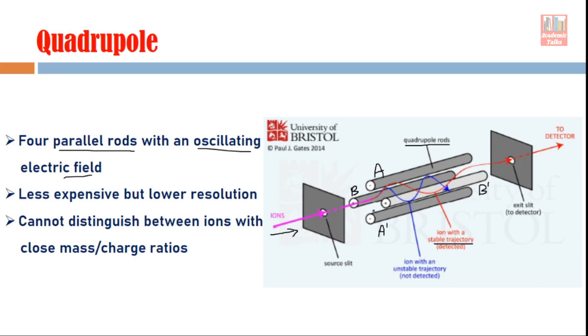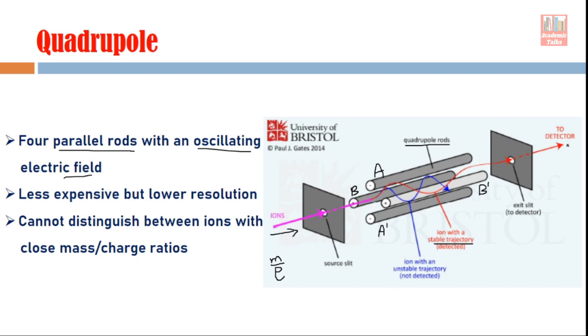So you can see that for a given magnitude of oscillating electric field, only a specific type of ion, meaning the ion which has a particular mass to charge ratio, right? A fixed mass to charge ratio ion will be able to exit through this assembly, and all other ions will be trapped within this assembly itself. So by choosing a suitable value of oscillating electric field, we can select one particular mass to charge ratio, and only that particular ion will be detected at the detector.